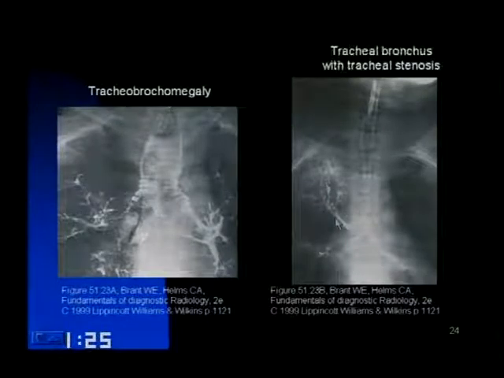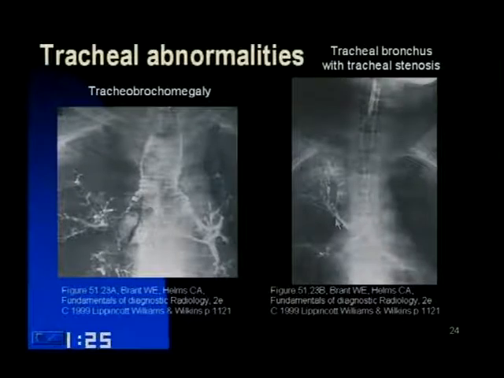There's also, in this case, a right upper lobe bronchus arising directly from the trachea, which may supply the complete right upper lobe, an apical segment, or a supernumerary segment. The incidence is about 1% in the general population. So this is tracheobronchiomegaly, and this is tracheal bronchus at the same time with tracheal stenosis.